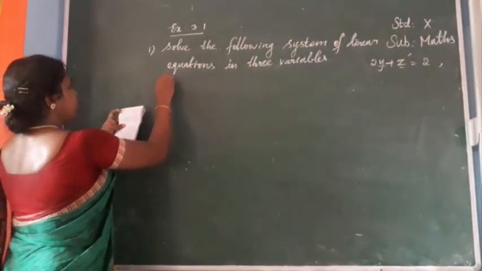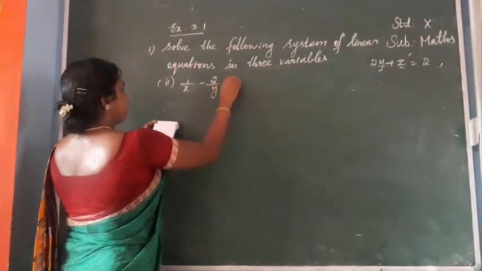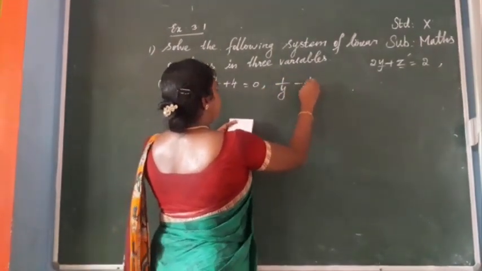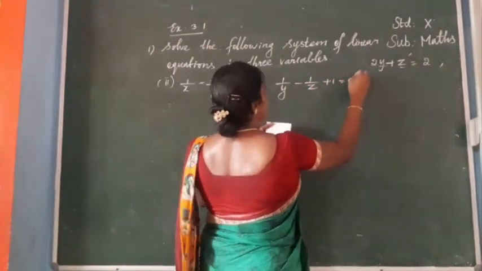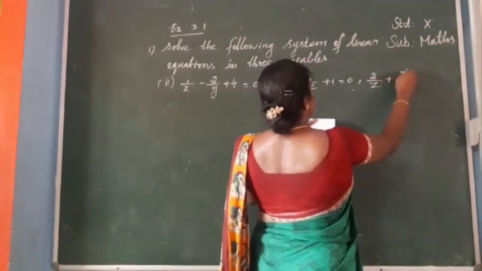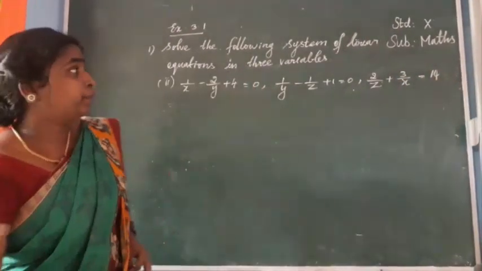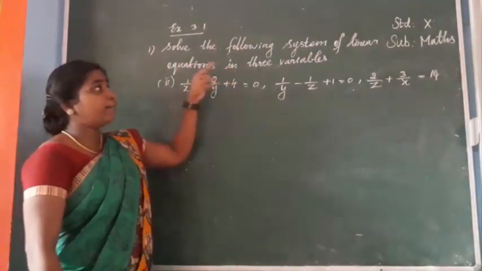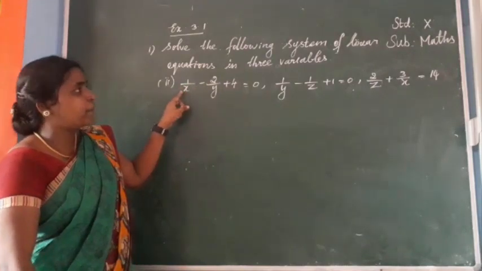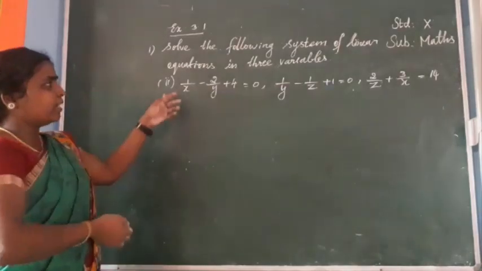Okay, second subdivision. 1/x − 2/y + 4 = 0, 1/y − 1/z + 1 = 0, 2/z + 3/x = 14. Can you see? Solve the following system of linear equations in three variables. Here, what are the variables? x, y and z. Now you see the variables are in the denominator.